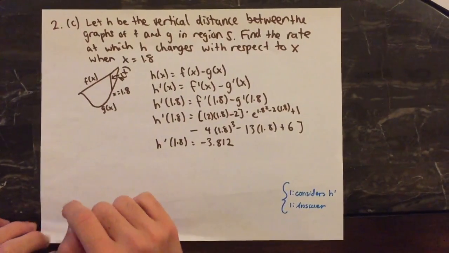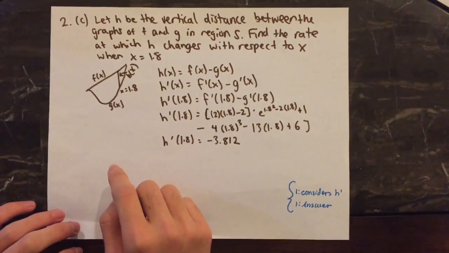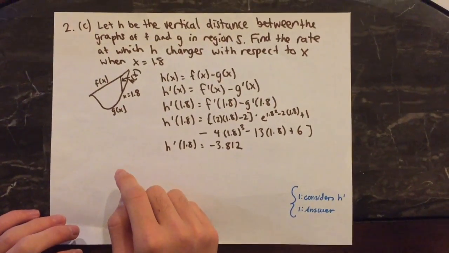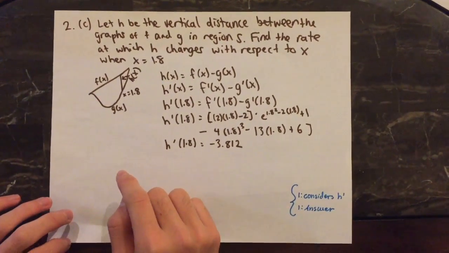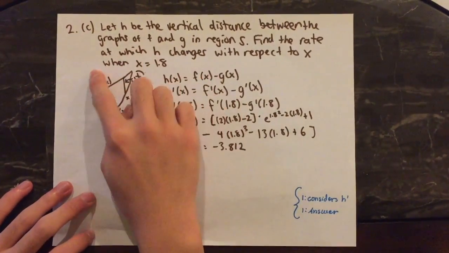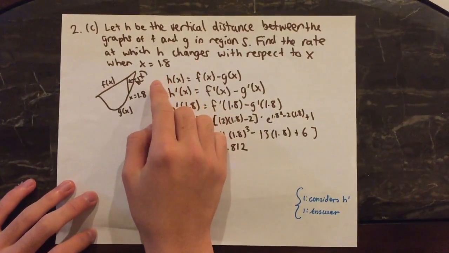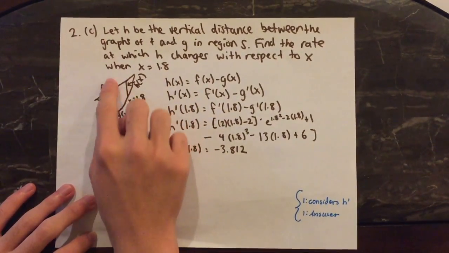Okay, so C is asking, let h be the vertical distance between the graphs of f and g in region S. Find the rate at which h changes with respect to x when x equals 1.8. So we have region S right here, f of x, g of x, and h is the distance between f and g.